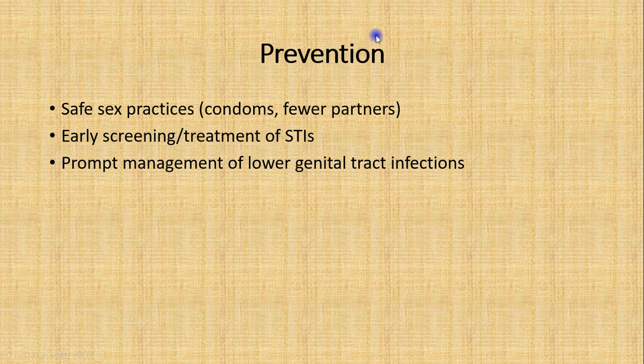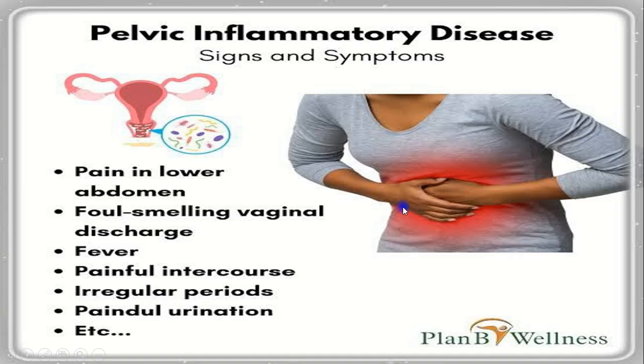How do you prevent PID? Safe sex practices such as the use of condoms, fewer partners, early screening and treatment of sexually transmitted infections, prompt management of lower genital tract infections. Let's briefly look at the signs and symptoms of PID again.